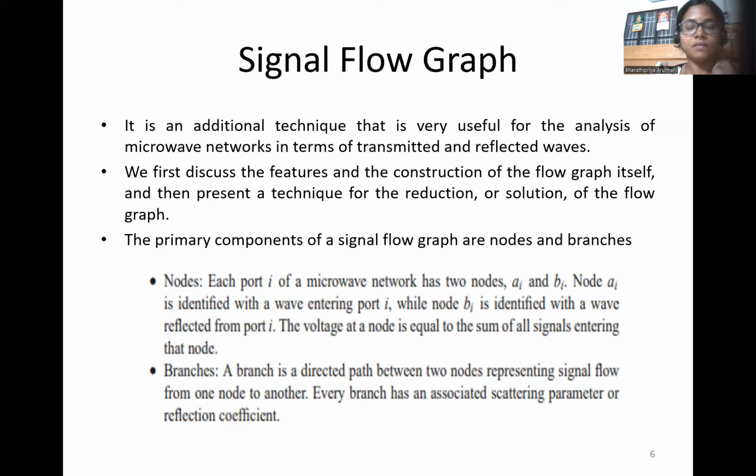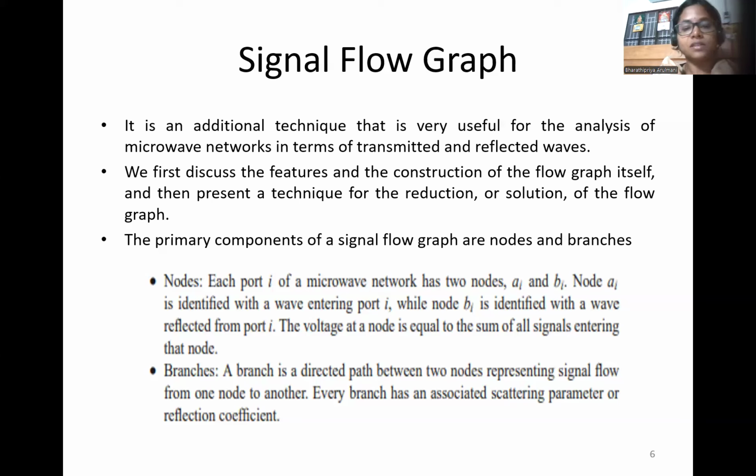So these benefits make signal flow graph analysis a valuable tool for optimizing radio frequency systems. The main applications of the signal flow graph are antenna placement, signal routing, and power distribution. It is used to minimize interference and improve system reliability.